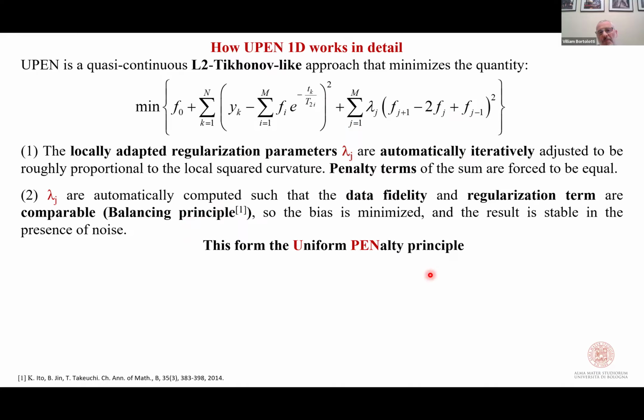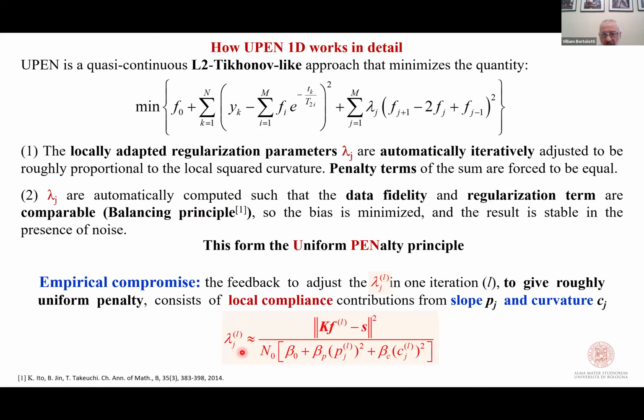This is a uniform penalty invented by Bob. This is how the single local regularization parameters are computed, comparing this and this. Inside the algorithm, you see there are three meta parameters. In the typical Tikhonov, you have one lambda, and you have to determine this lambda using many different approaches, the corner approach, the L-curve, which is difficult. The OPEN principle automatically computes this lambda by itself.